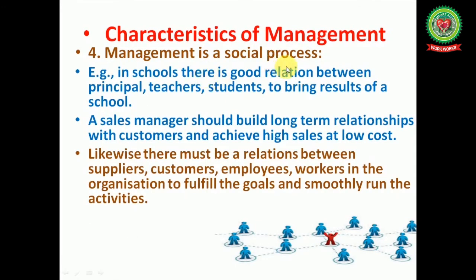Next, management is a social process. For example, in schools there is a good relationship between principal, teachers and students to bring results for the school. Likewise, a sales manager should build long-term relationships with customers and achieve high sales at low cost. Likewise, there must be relations between suppliers, customers, employers, employees, workers in the organization to fulfill the goals and smoothly run the activities. So this is a social process, meaning it includes the cooperation and coordination between the various partners of the organization.